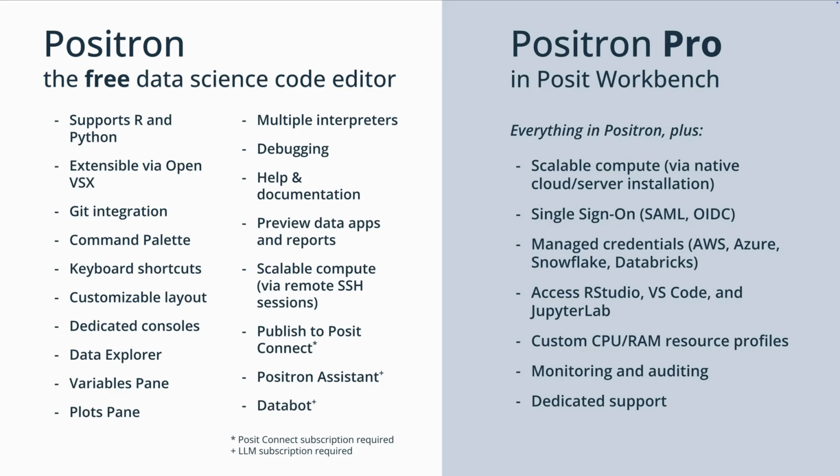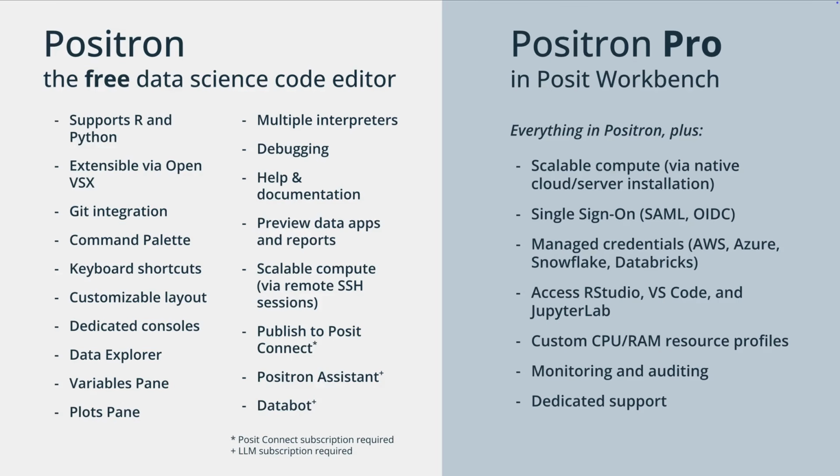In the free desktop version of Positron, you can code natively in both R and Python, install OpenVSX compatible extensions, customize your layout with dedicated panes for data science work, push and pull code from version control, preview data apps, and even publish to Posit Connect and use Positron's AI capabilities without needing a Positron Pro license.